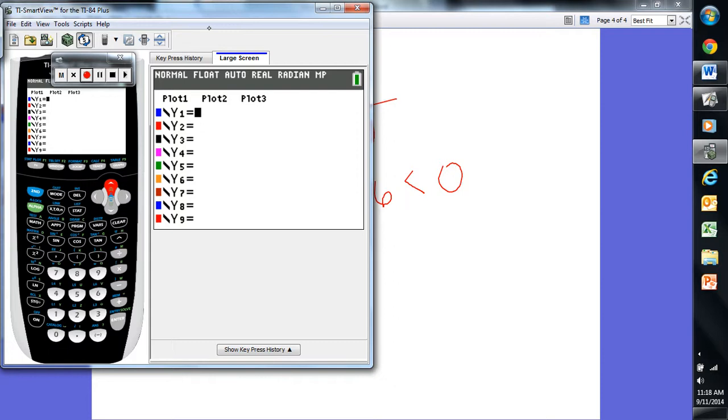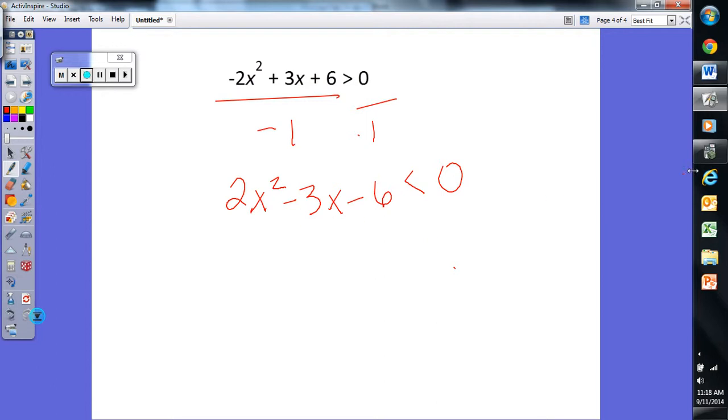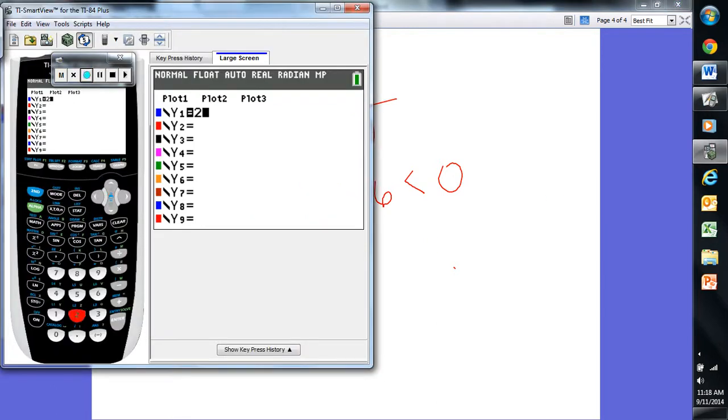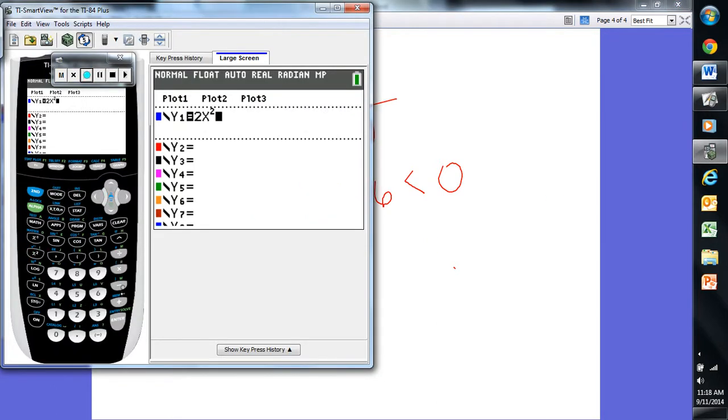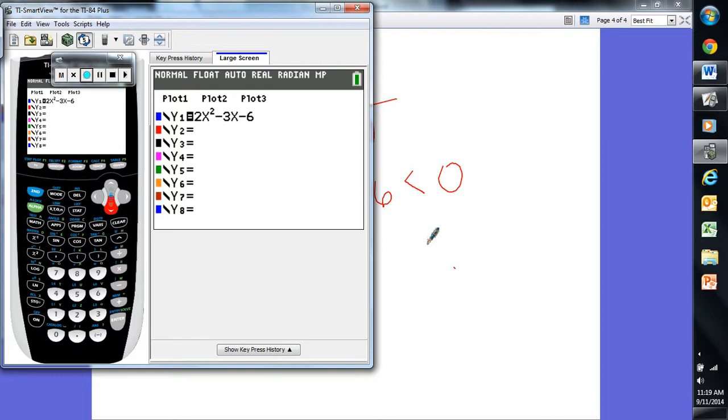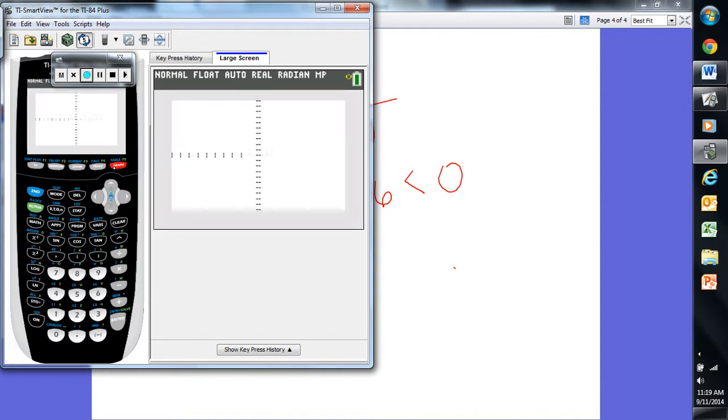Okay, so why can't I move this? Whatever. 2x squared minus 3x minus 6. And I want to know when that's negative, when it's less than 0. So how can I do that? I thought there was a way to color it in, but I guess not.